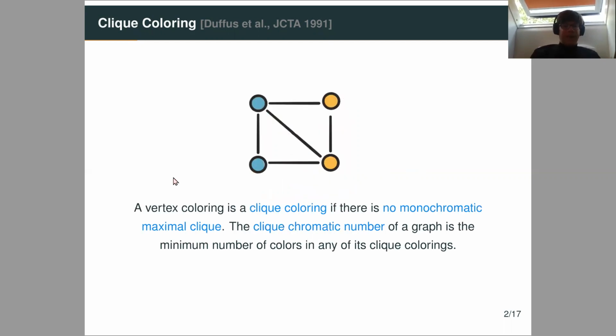Okay, so again, a vertex coloring of a graph is a clique coloring if there is no monochromatic maximal clique, and the clique chromatic number of a graph is the minimum number of colors in any of its clique colorings.